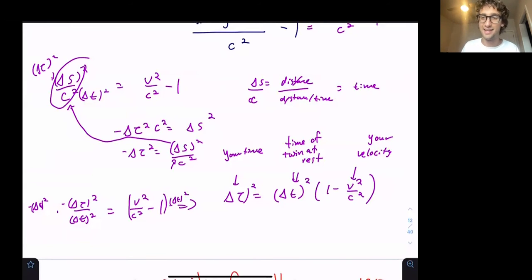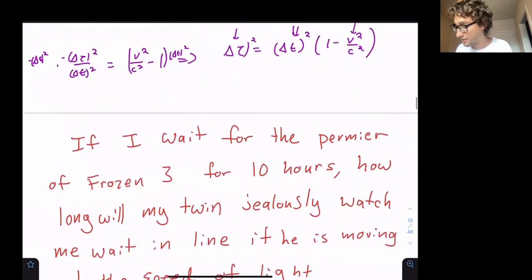A lot of times in physics and in science, you'll see things coming up from the Greek alphabet, things popping up.